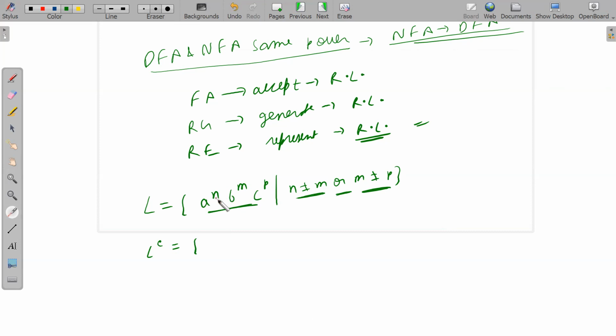So you are having just one comparison, that is N is not equal to M or M is not equal to P. Okay. So if N is not equal to M, only one comparison. M is not equal to P, only one comparison.